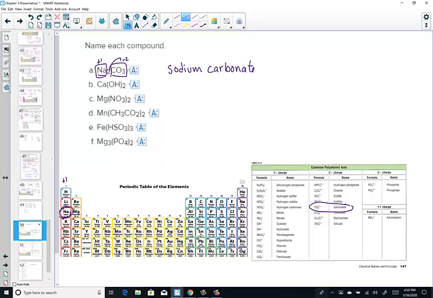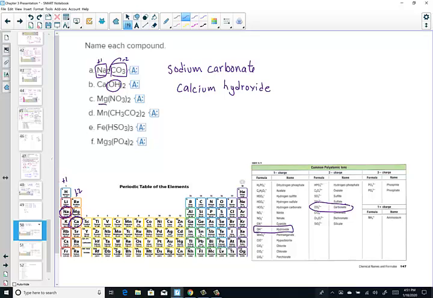Letter B, the element Ca stands for the element calcium. So the symbol Ca is calcium. It does not need a Roman numeral because it has a fixed charge of +2. Here's a group of atoms acting as a unit. Groups of atoms are called polyatomics. OH is a polyatomic called hydroxide. So here I call this calcium hydroxide.